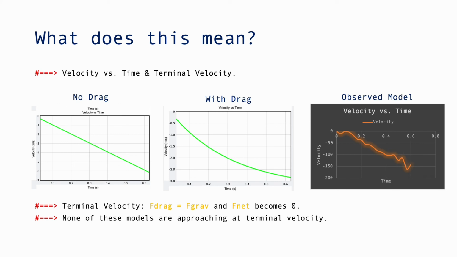Here we can see the three models regarding velocity versus time. The one with no drag force would just continue to accelerate throughout time, as there's nothing preventing this. The one with drag is more curved, as the drag force would continue to increase and would equal the gravitational force at terminal velocity. The observed model should look something similar to the second model. However, due to human error, it looks something like this. But we can see that the acceleration is starting to curve down. It's starting to reach terminal velocity. In this time span, none are reaching terminal velocity, but the drag one and the observed model in a longer time interval would reach the terminal velocity that we're looking for.